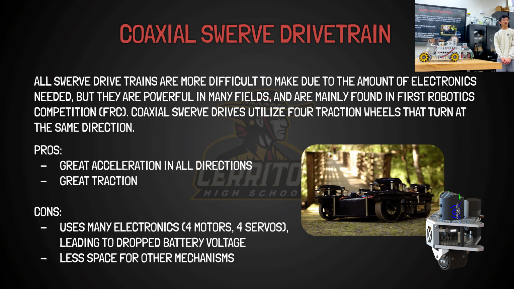You need a motor to run the wheel, and then you need a servo for each swerve module to turn the wheel. And there's less space for other mechanisms because of all the electronics. Because of those electronics, your battery voltage is a lot less consistent, and it can drop in some cases, which is bad for a robot because you want to maintain a good battery voltage throughout the match.